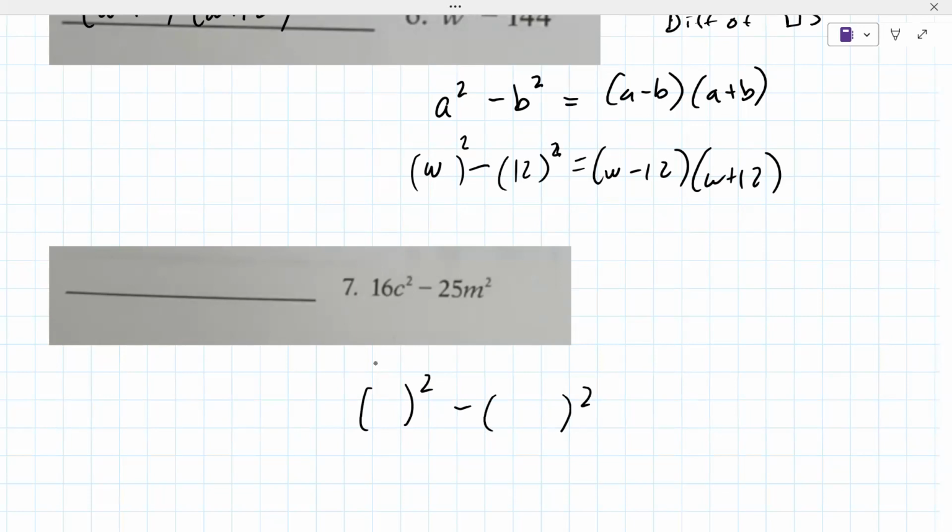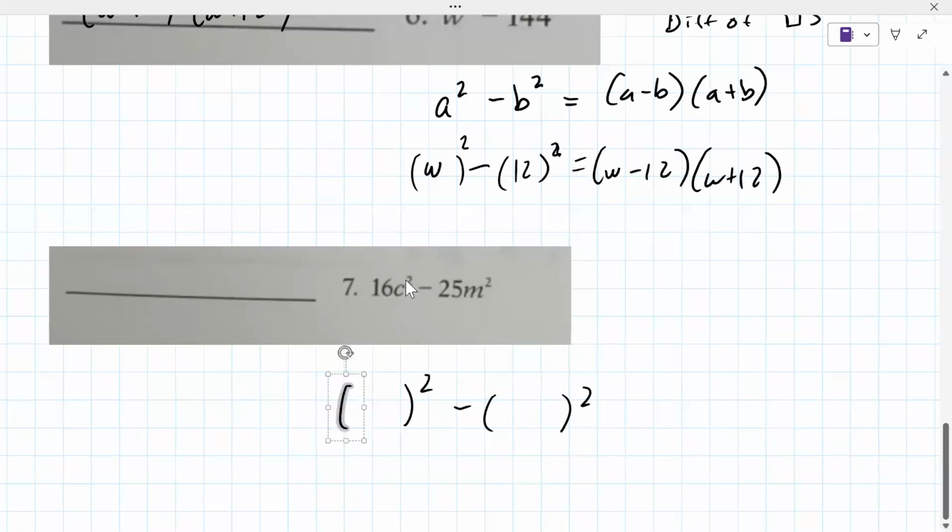It would be a squared minus b squared, which is a minus b, a plus b. Okay. So what goes in the first parentheses?